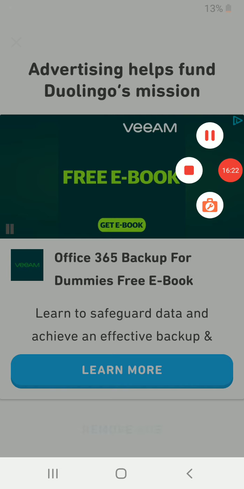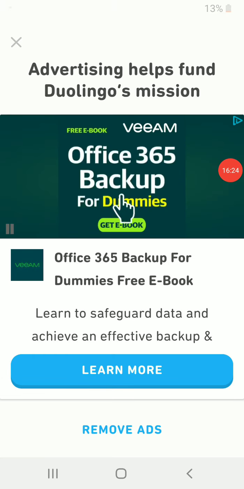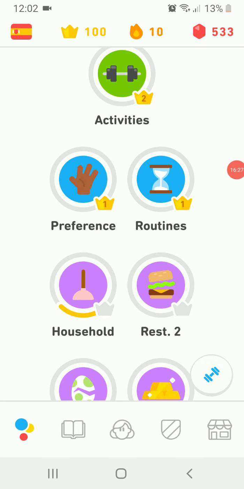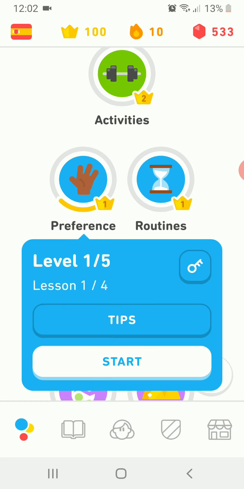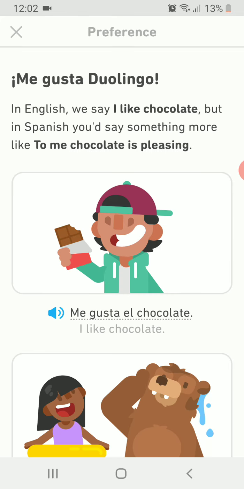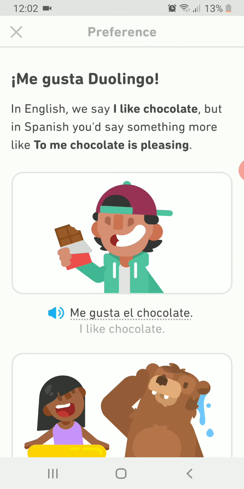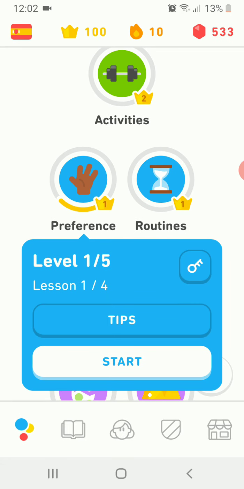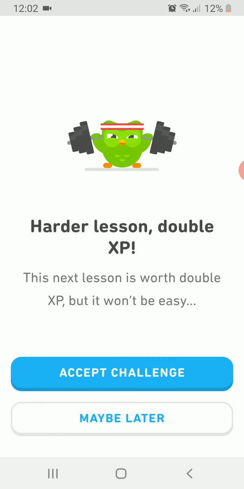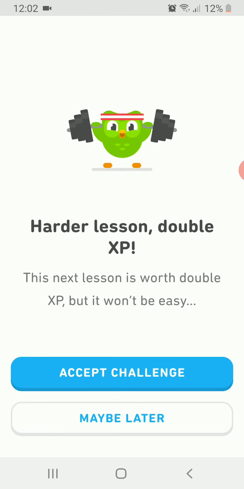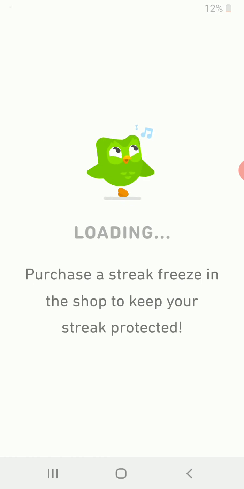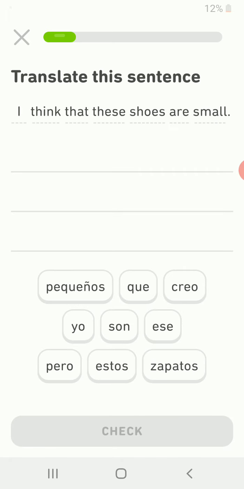And here I go. I am on a 10 days strike, and I think I'm doing quite well with the time as well. I am halfway in the time. So let's do the second exercise. Let's not lose time. And these are the tips of the day. We already did that. Let's start. And do I want to take a harder lesson, double experience one? So why not? Let's do it. It has been asking me this for a long time now. So translate this sentence. I think that these shoes are small.